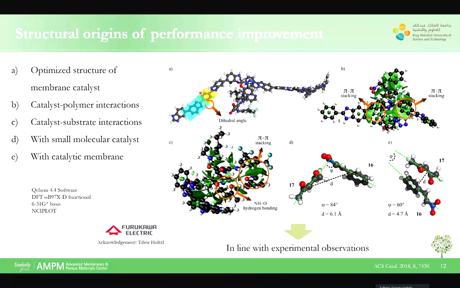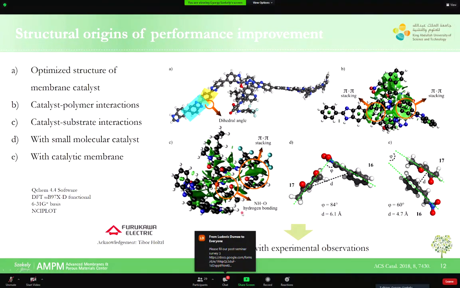Okay, so then we were interested in actually understanding the fundamentals at a molecular level. What is happening with the polymer chain? What is happening with the catalyst? How do they interact, the polymer and the catalyst and the catalytically active site? And how is that affecting the actual substrate and reagent interaction? So we had a collaboration with Furukawa Electric, with Tibor Holzel, and this is mainly his work. He's the one focusing on DFT simulations.